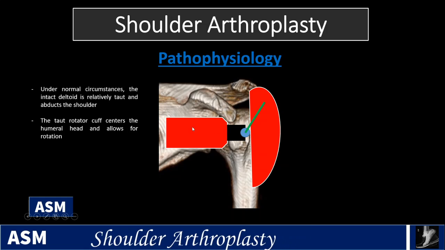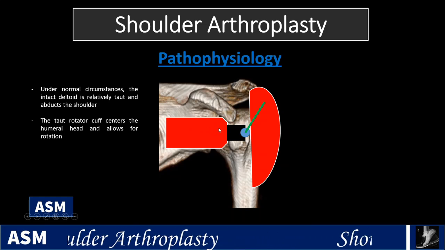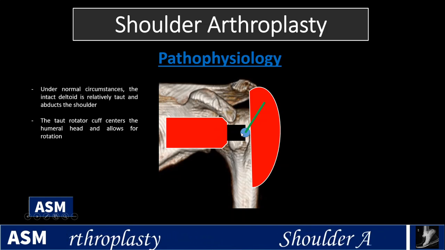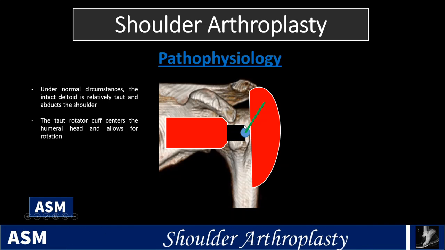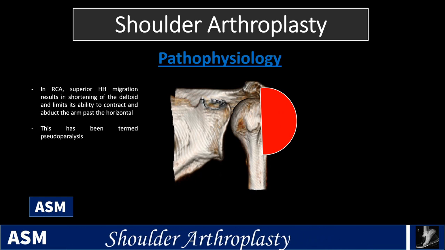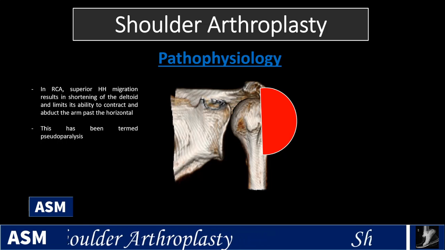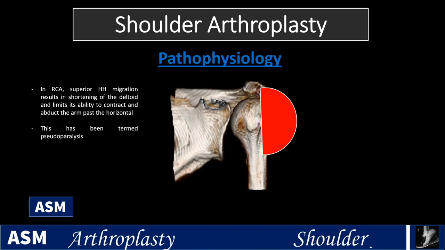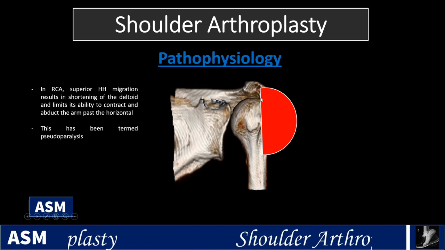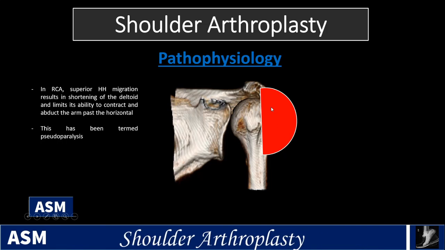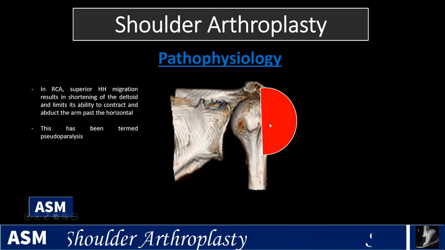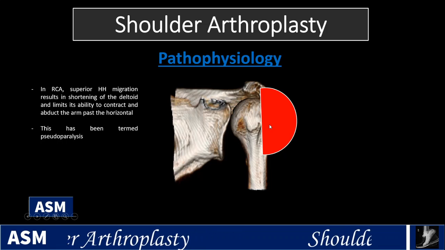And in this position, the rotator cuff anterior and posterior is taut, so it's going to allow for internal and external rotation of the humeral head. So this is the normal anatomy. With rotator cuff arthropathy, you get superior migration of the humeral head, in part by removal of the intervening supraspinatus, but also from the pull by the deltoid. And this results in shortening of the deltoid, limiting its ability to contract.